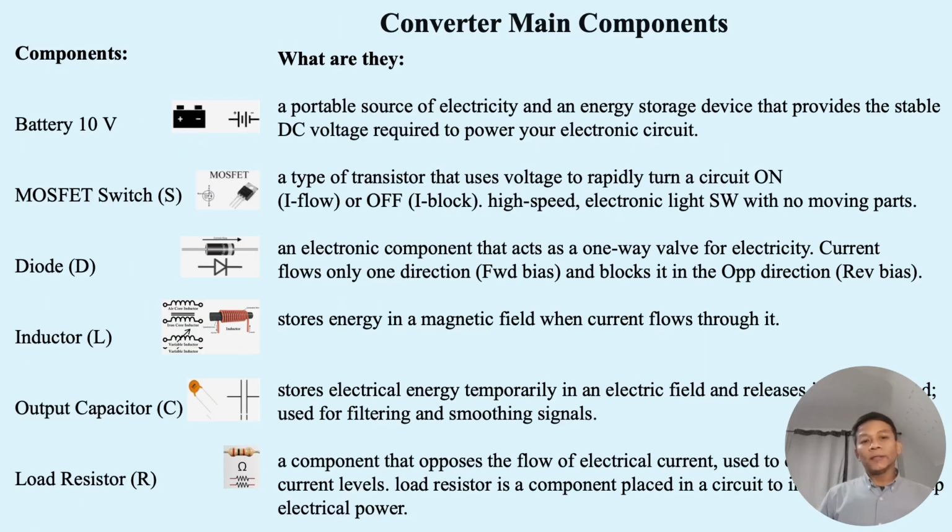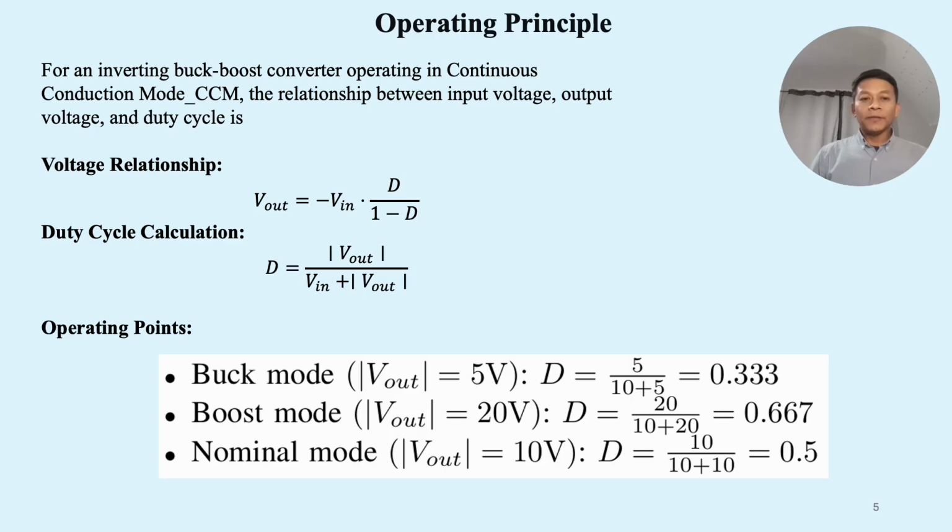Main components are the 10-volt battery, MOSFET, diode, inductor, output capacitor, and load resistor. Then the operating principle is for the inverting buck boost converter operating in the CCM, continuous conduction mode, the relationship between input voltage and output voltage. The duty cycle is calculated by the equation. We get about 0.33 for the buck mode, 0.66 for the boost mode, and 0.5 for the nominal mode.